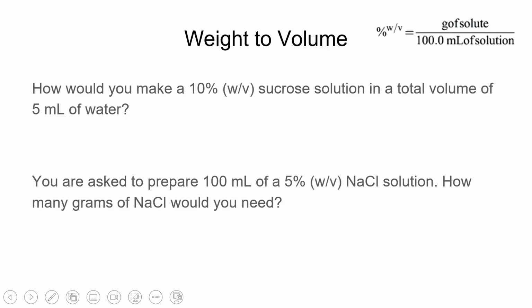How would you make a 10% weight to volume sucrose solution in a total volume of 5 mils? 10% has to first be converted to a decimal, because that would account for the 100 mils here. So we have 0.1 is equal to x, which is what we're trying to figure out, over the 5 mils. So 5 times 0.1 equals 0.5. So we would do 0.5 grams in the 5 mils to get to the weight to volume of 10%.